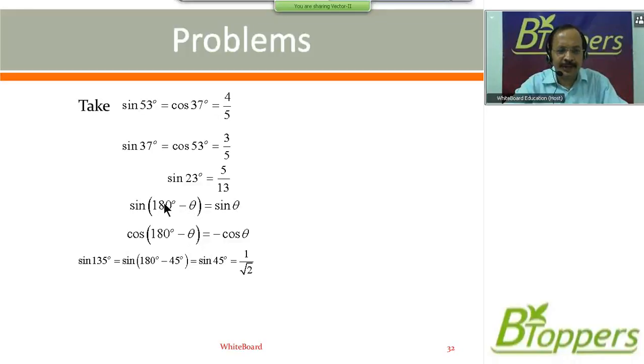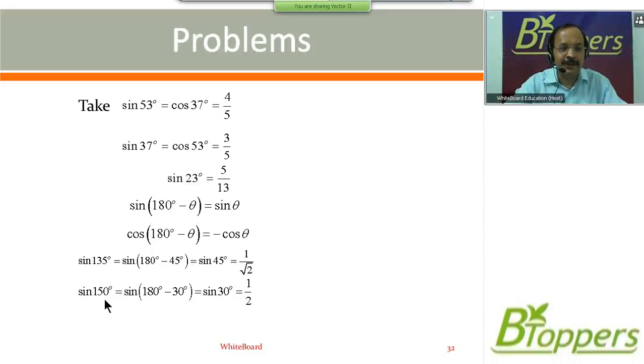For example, I am giving an example for this formula. Suppose you take theta as 45 degrees, and you want to find the value of sine 135 degrees. 135 degrees can be written as sine 180 degrees minus 45 degrees. Using this formula, sine 180 degrees minus theta equals sine theta, sine 180 degrees minus 45 degrees can be written as sine 45 degrees. You are supposed to know the value of sine 45 degrees, which is equal to 1 by root 2.